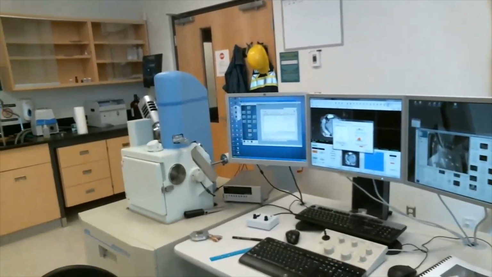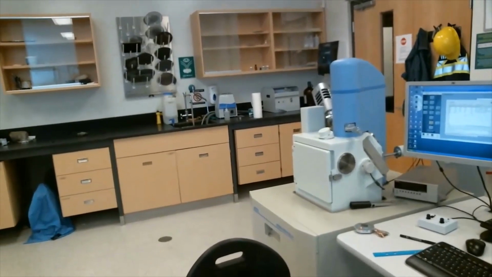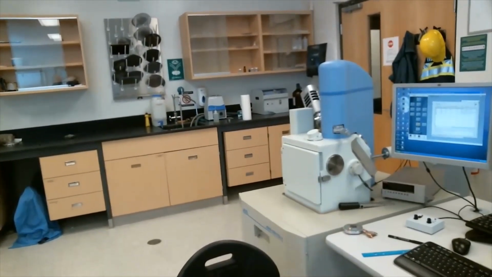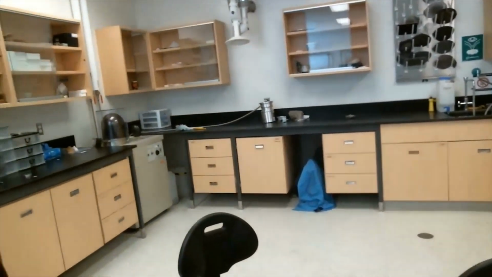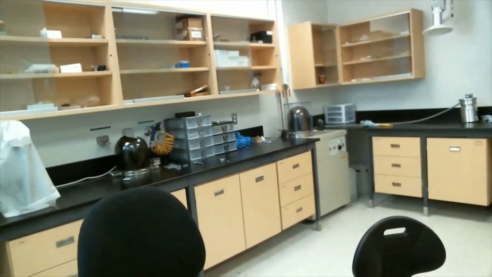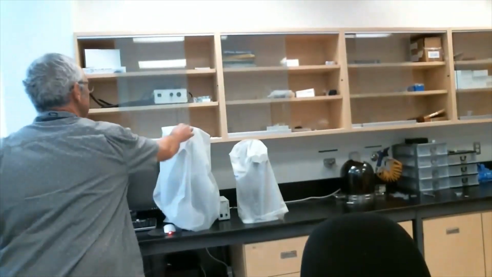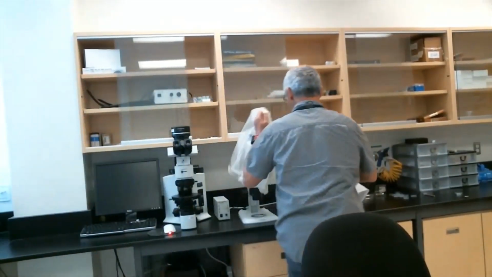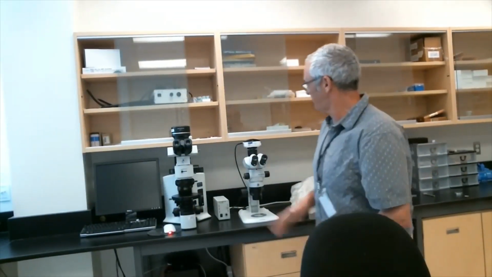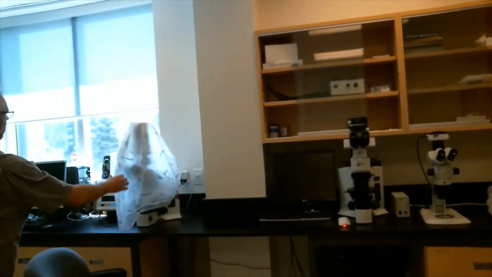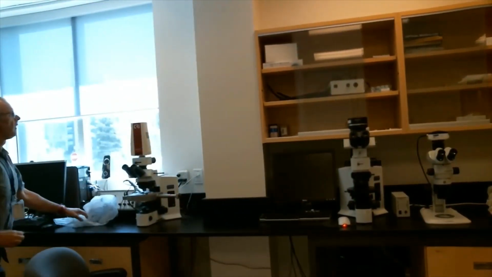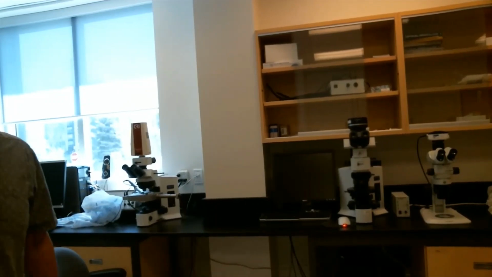The rest of the lab is pretty well set up. I've got sample preparation over there with my polishing and cleaning areas. I've got lots of storage space, though it's filling up. I've got a couple of really good research grade microscopes, different types of good cameras, and a CL microscope, a cathodoluminescence microscope with a spectrophotometer on it. So we're really well set up.